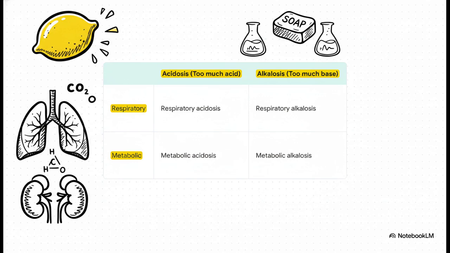Then you just have to figure out the cause. Is it respiratory, related to the lungs and CO2, or is it metabolic, related to the kidneys and bicarbonate? And that gives you our four terms: respiratory acidosis and alkalosis, and metabolic acidosis and alkalosis.